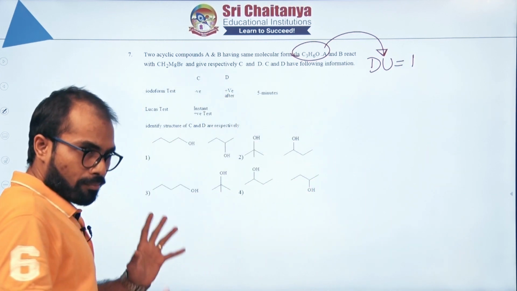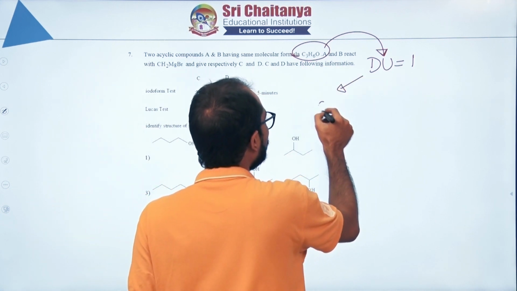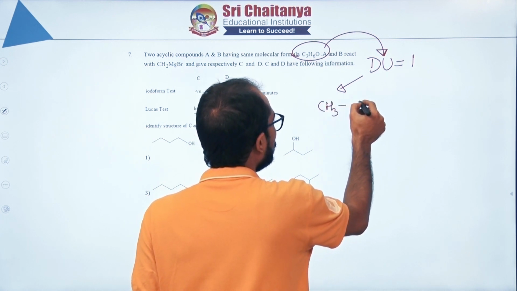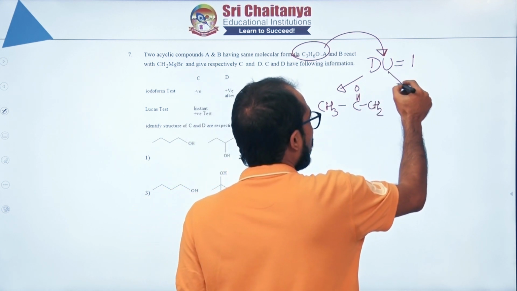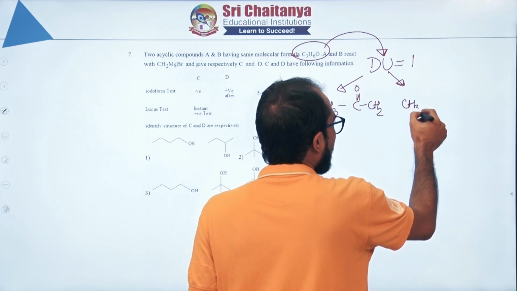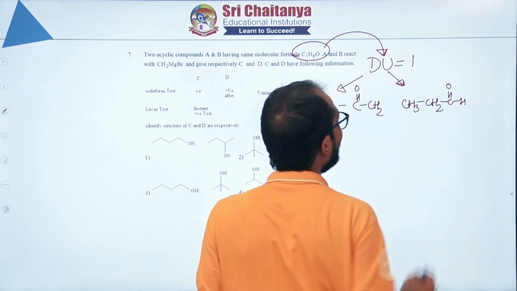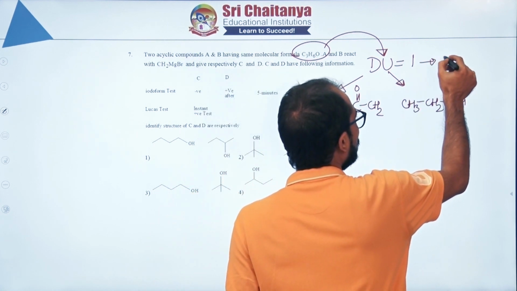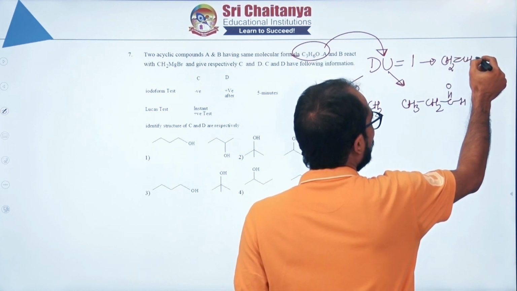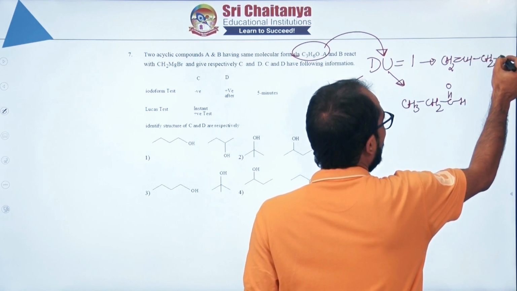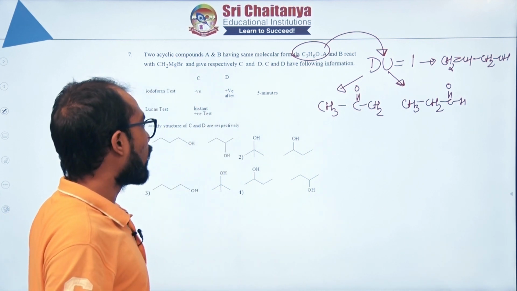So, keeping that in mind, what possible structures do I have here? I can have one structure like this, which is a ketone, or I can have one more structure as an aldehyde, right. I can have one more structure. All of these structures have the same DU, so I am including all the 3 structures in my discussion.